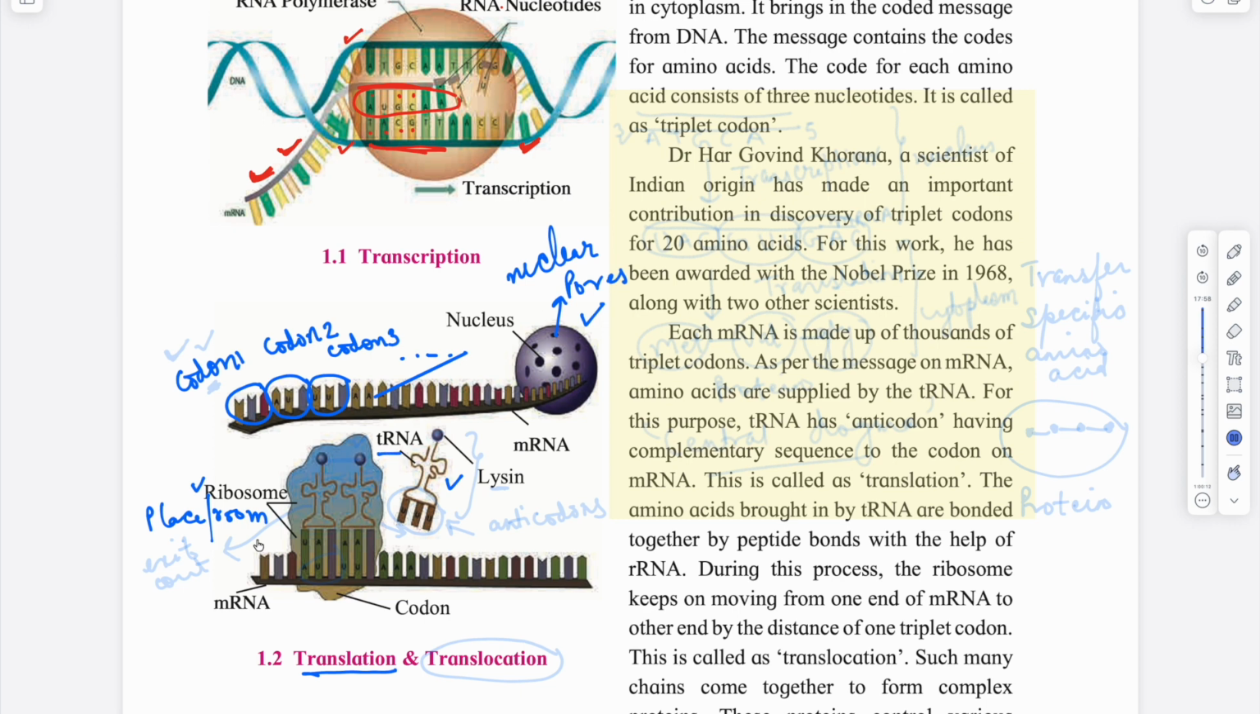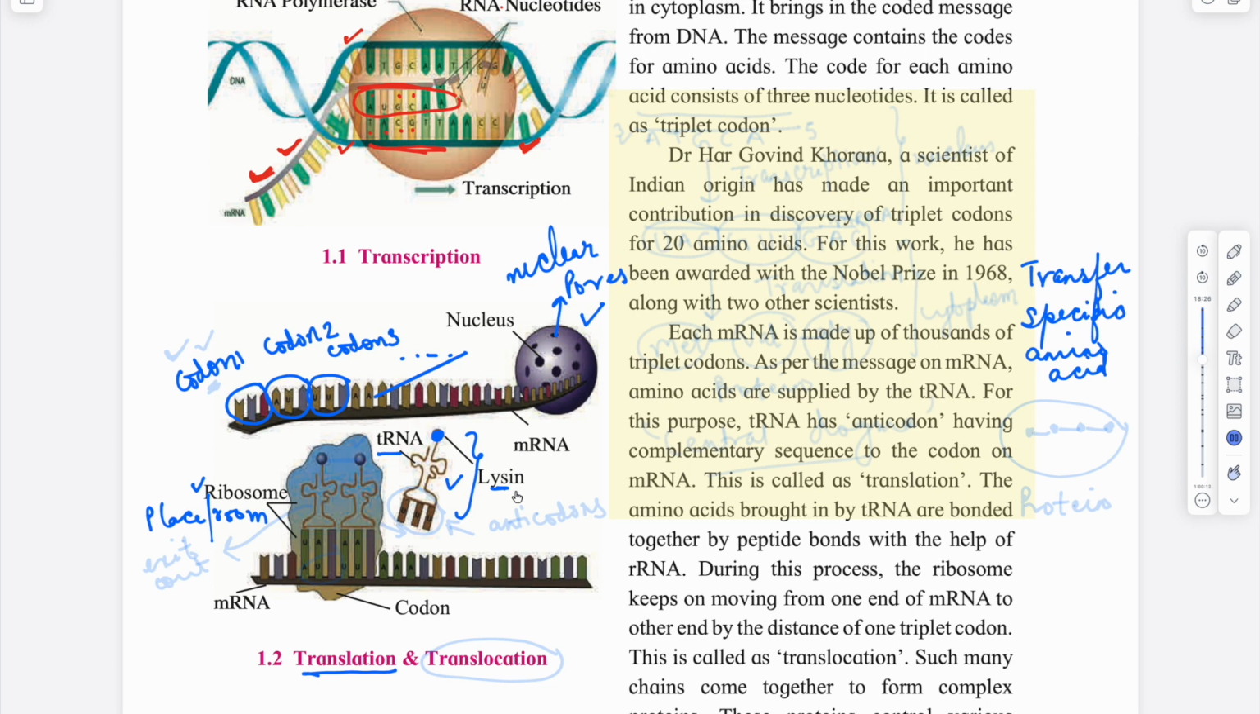Now what are tRNA? T stands for transfer. So what do they transfer? They transfer specific amino acids from the cytoplasm to the mRNA. And how do they do it? You can see the structure of tRNA over here. One end is bound with a specific amino acid.